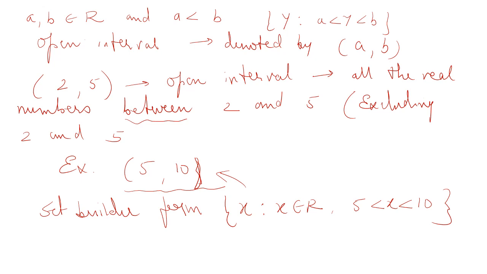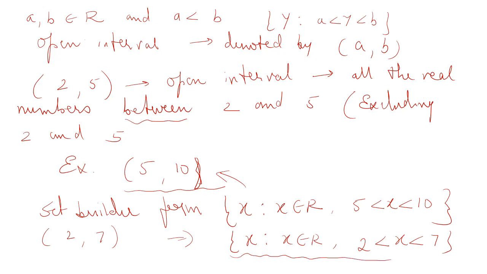Suppose you take another example, (2, 7). What is the set builder form of this? It is x such that x belongs to R, comma, x is greater than 2 and less than 7. See how to read that properly. x such that, the two dots mean 'such that', x belongs to R. That means x is a real number.